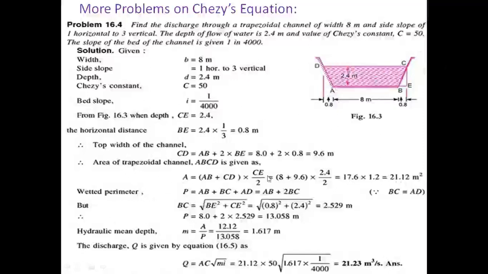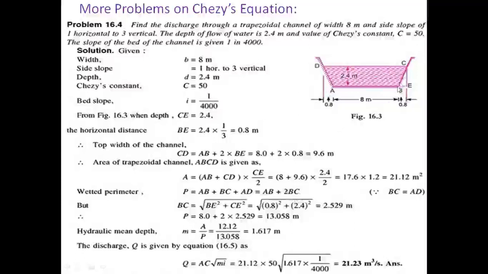Wetted perimeter value. The total wetted perimeter of the trapezoidal channel is P equals AB plus BC plus AD. Here BC and AD are both equal, so P equals AB plus 2BC. But here we require to find out the BC value also.